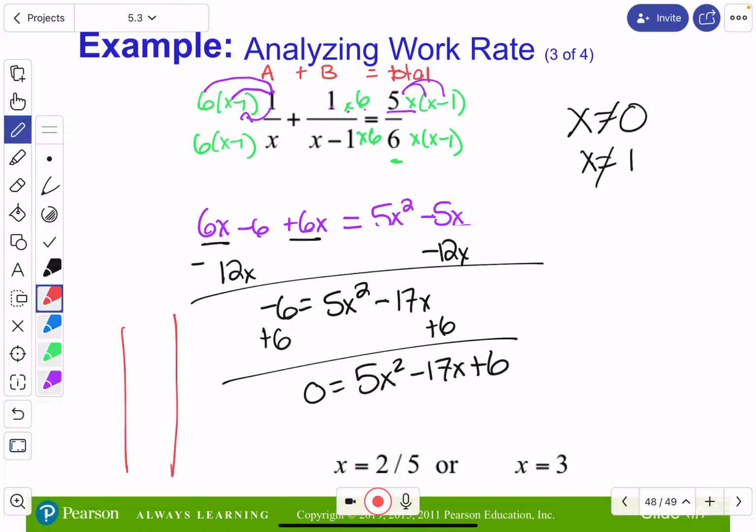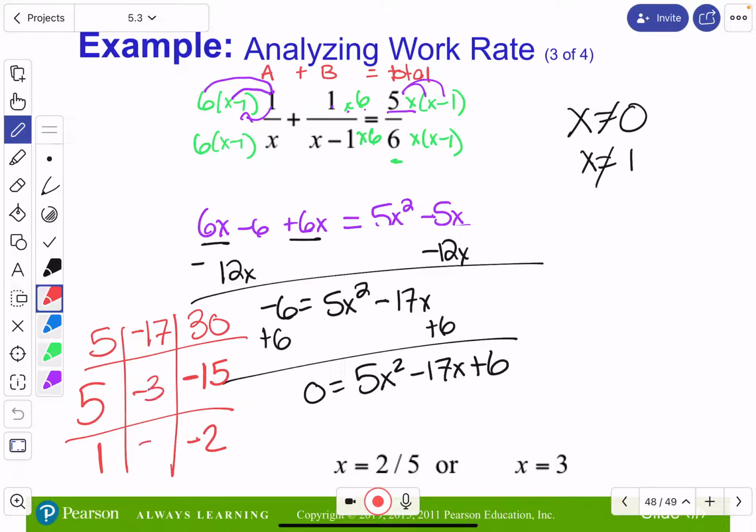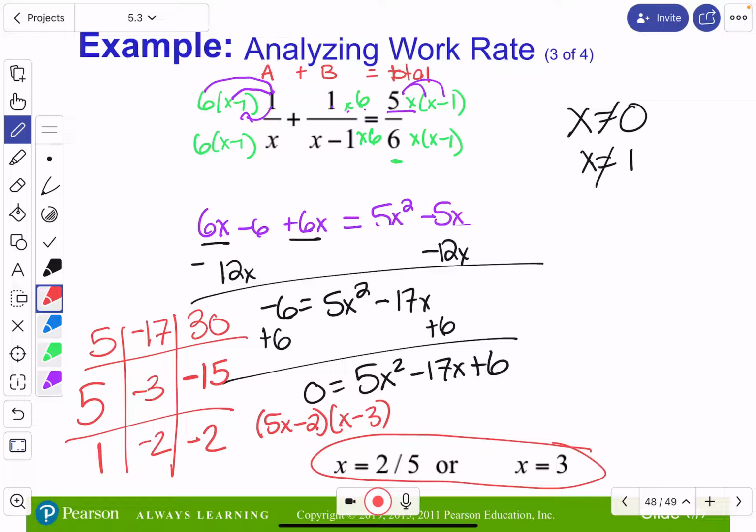Now we're going to tic-tac-toe. So we have A, B, and A times C. To get 30, we'd need 15 and 2. So if they're both negative, it makes 30 positive. Add them together, we get -17. Greatest common factor. Multiply up. Multiply across. We have 5x minus 2 and x minus 3, which solved out gives us 2/5 or 3. Neither of those equal 1, so we're good.